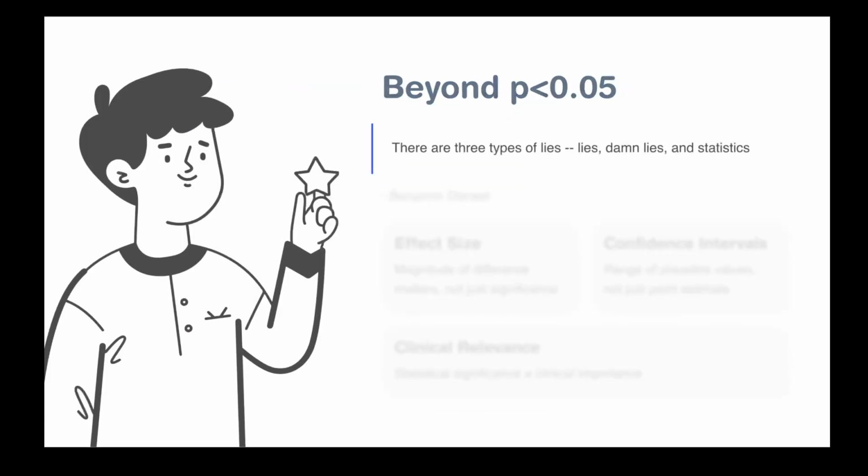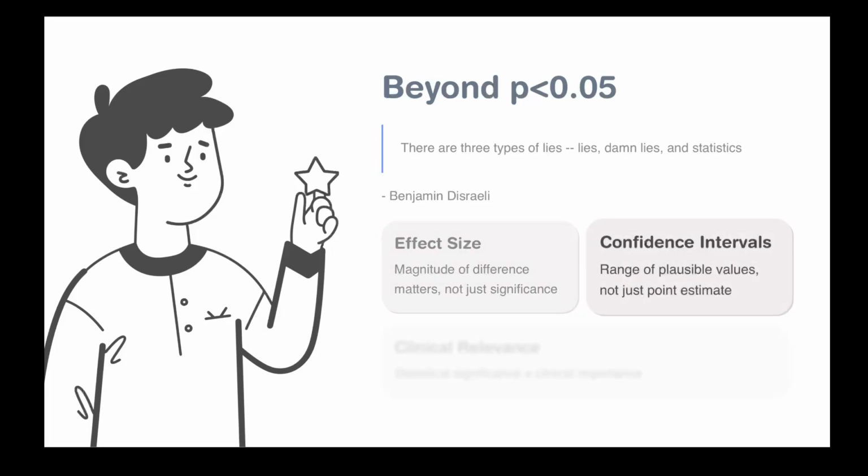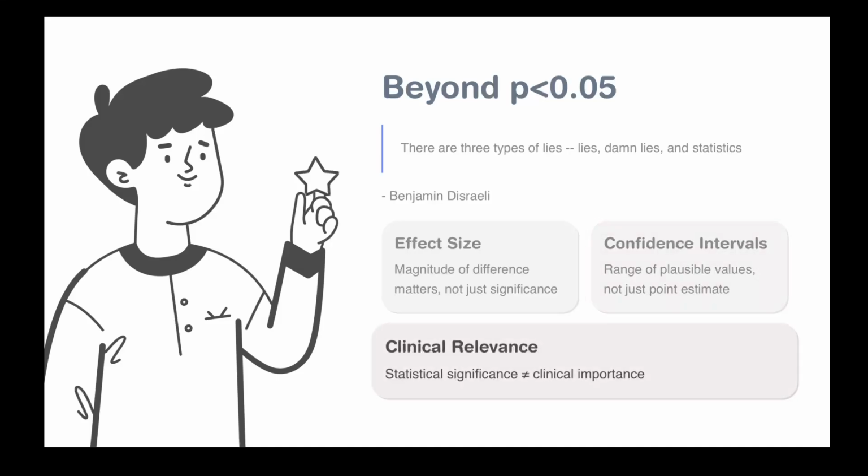So beyond p less than 0.05, there are three types of lies, commonly said in a funny way: lies, damn lies, and statistics, attributed to Benjamin Disraeli. So effect size is important. The magnitude of difference matters, not just significance. And confidence intervals give a range of plausible values, not just point estimates. Clinical relevance: statistical significance does not equal clinical importance. So we need to understand effect size, confidence intervals, and clinical relevance.